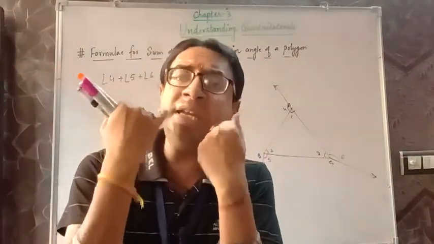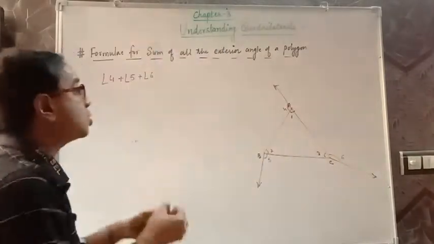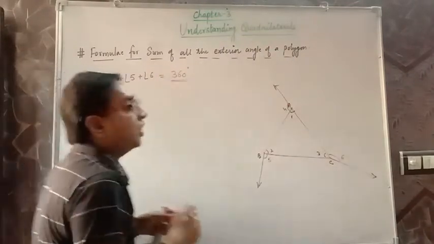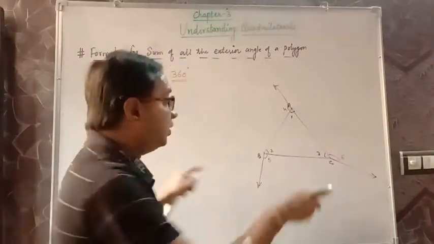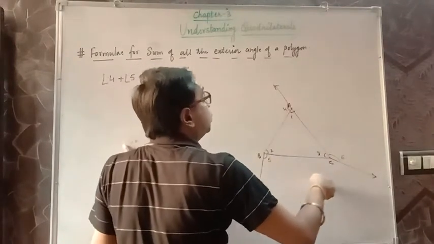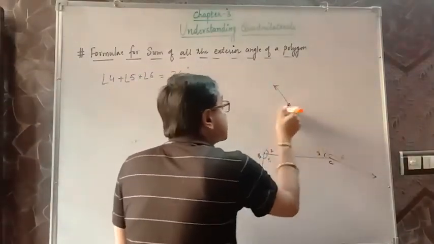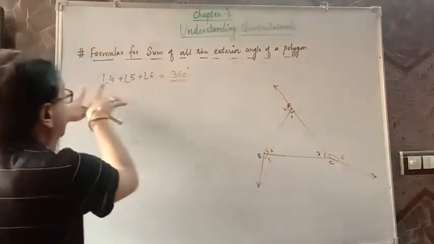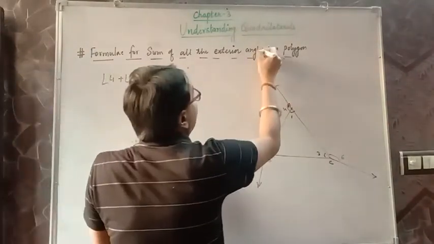The sum of all the exterior angles of any polygon is always 360 degrees. Do remember. Why? Because if you see any figure, we have to take one complete round. If we are taking a complete circle, it means we are making a complete angle, and a complete angle means 360 degrees. That is why the sum of all the exterior angles of any polygon is always 360 degrees.